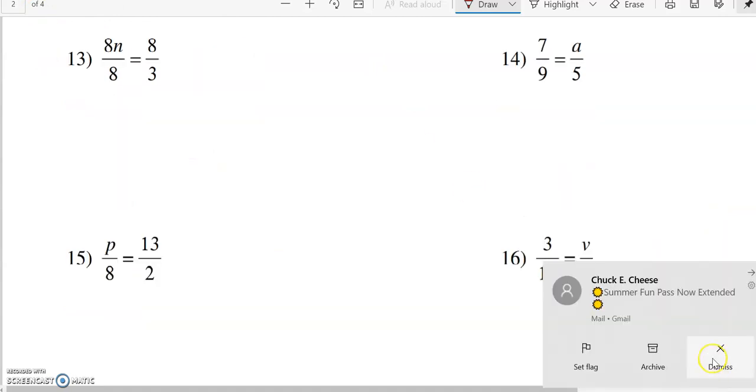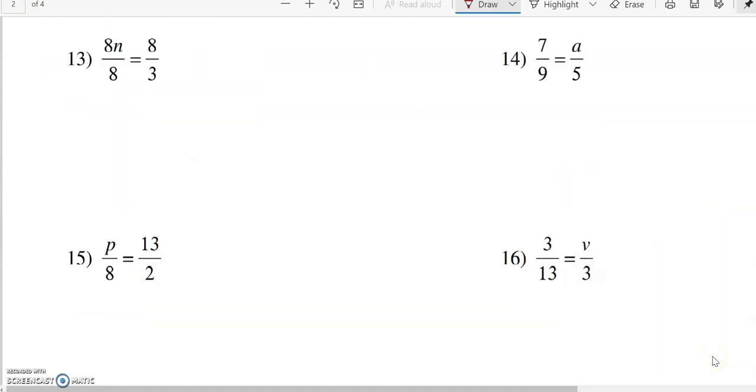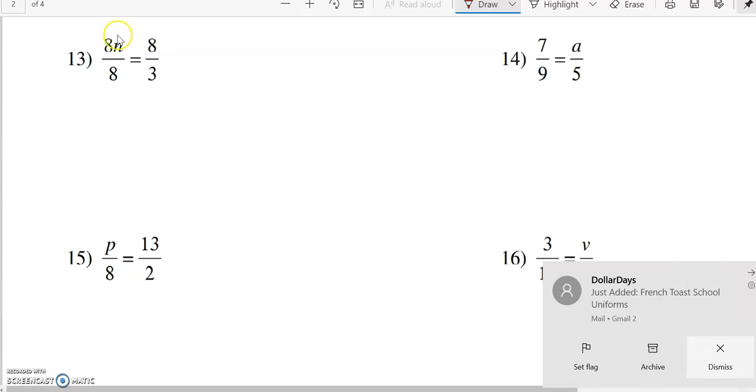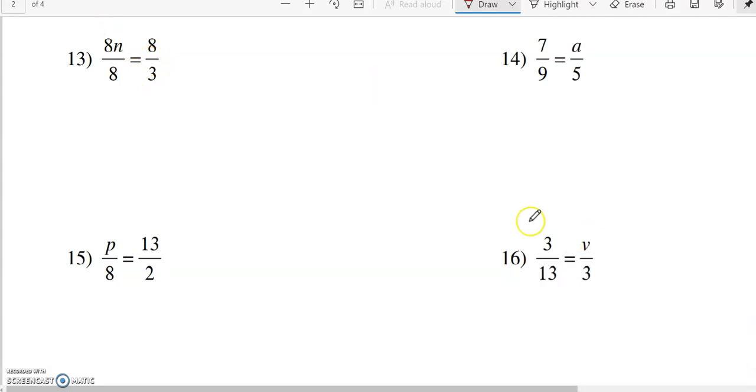Okay, let's do one more question over here. This is one more example. It says what? 8n divided by n is equal to what? 8 over 3. Okay, so what I will do over here is cross multiply, the same step I've been doing. Now this is a different problem because there is an 8 as a coefficient in front of n. So it looks like this to me.